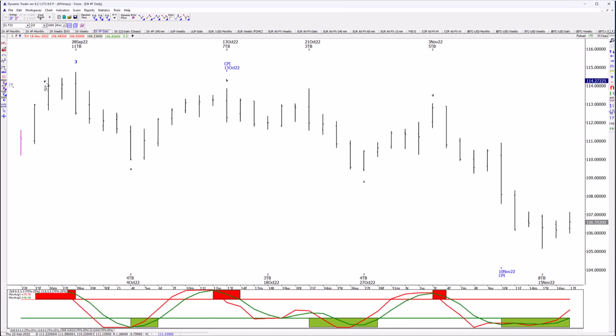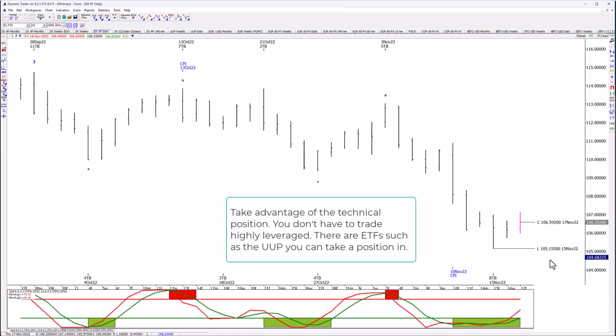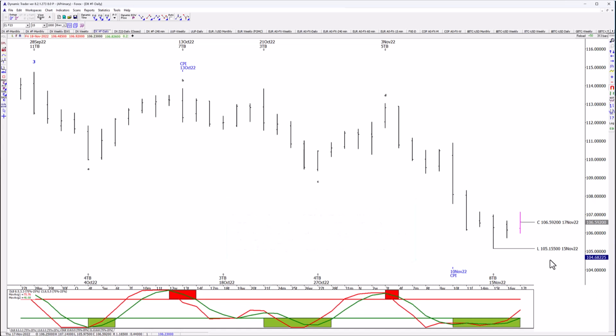Let me just put on the close here. A long on the close, a stop no further than one tick below the low. So you could be trading the euro and the Forex. Maybe you're trading the ETF. Excuse me, not the euro, the dollar. So UUP is an ETF, an unleveraged way to participate in dollar trends. So you want to use this information to identify conditions with a high probability outcome and then specific trade strategies.